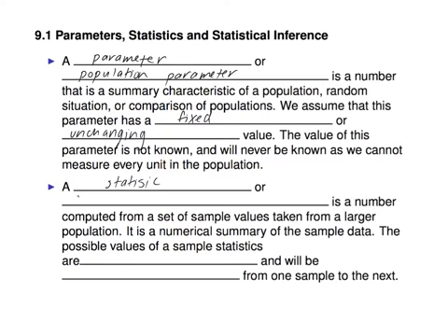A statistic, or a sample statistic, is a number computed from a set of sample values taken from a larger population. It's a numerical summary of the sample data, so it could be a proportion. It could be a mean. Like the proportion would be the proportion of you who passed Calc 1. Or, sorry, you're not in Calc 1, statistics.